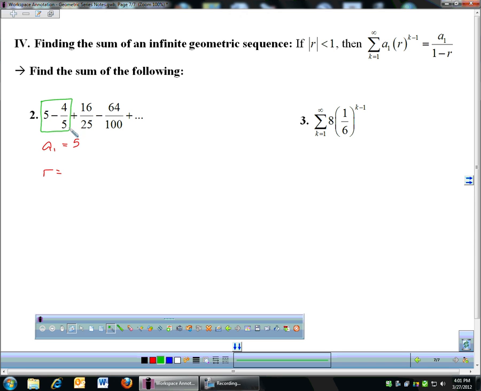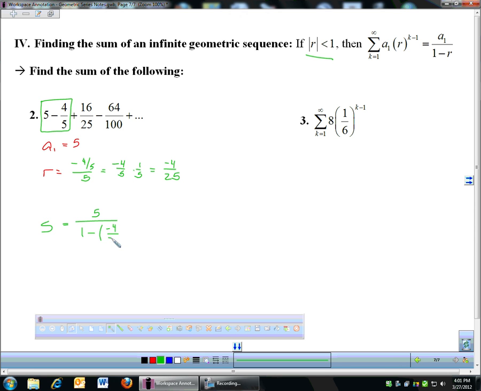Now remember, that is a negative 4/5 for my second term, so that's negative 4/5 divided by 5. And you flip and multiply, so that's the same thing as negative 4/5 times 1/5. And so my ratio is negative 4 over 25. And that is less than 1, so I can do this. So that means my sum is going to be my first term over 1 minus the ratio, which is negative 4/25. And we'll just punch that in the calculator. We'll do the same thing for number 3.